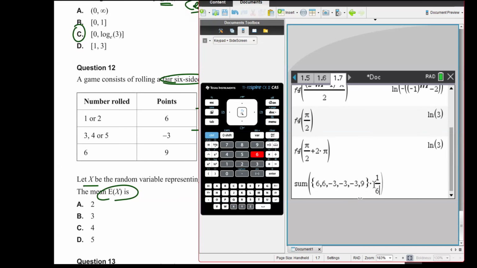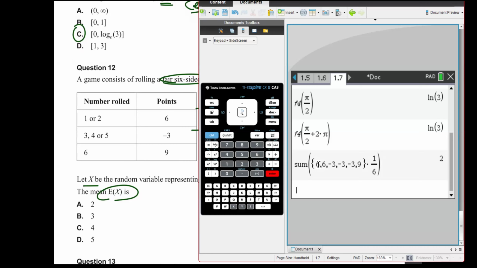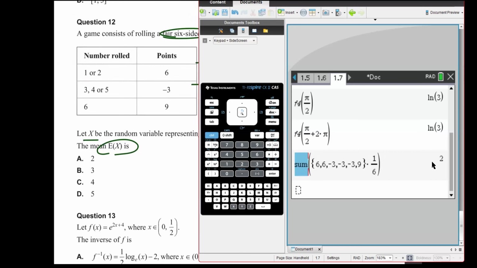If they have different probabilities, I will use another curly bracket to enter all the respective probabilities in that order. But in this case, I don't have to. Then I'm just multiplying each one by the probability and adding up every product. That is the sum button, and I get a 2. So option A.